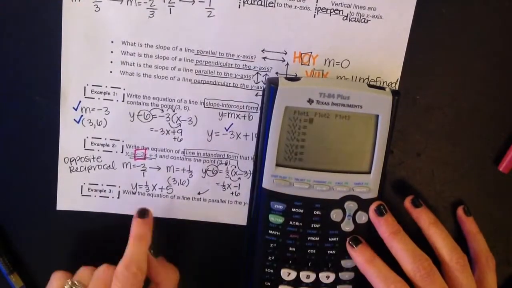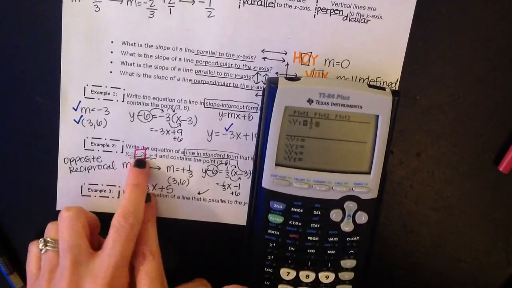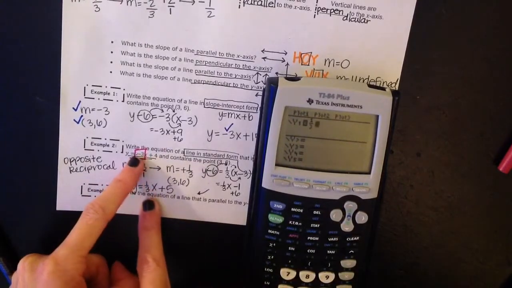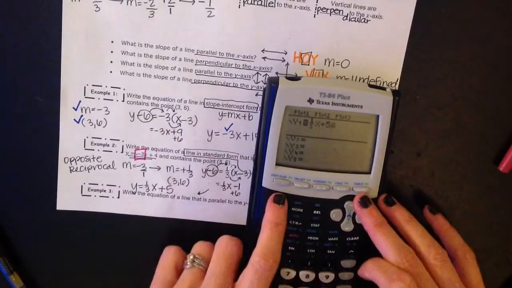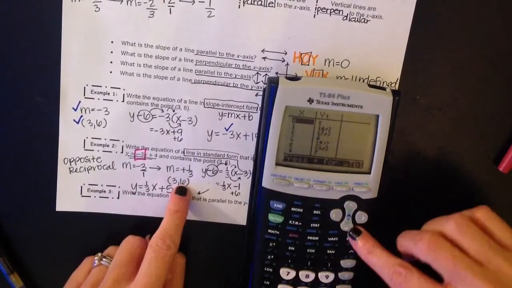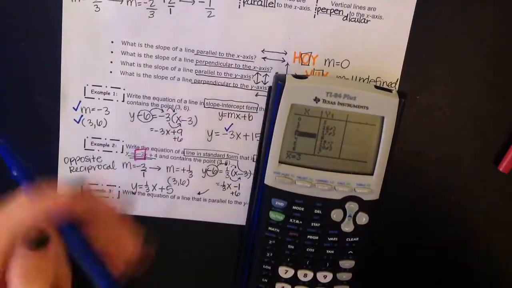I'm going to go to y equals, and I'm going to type in my equation. I know that it shouldn't match, so I shouldn't have the same fraction, shouldn't have the same slope, which I don't, x plus 5. Now I'm going to go to the table to check my point, and it's the point (3, 6) in my table, and it does check out. So there we go.